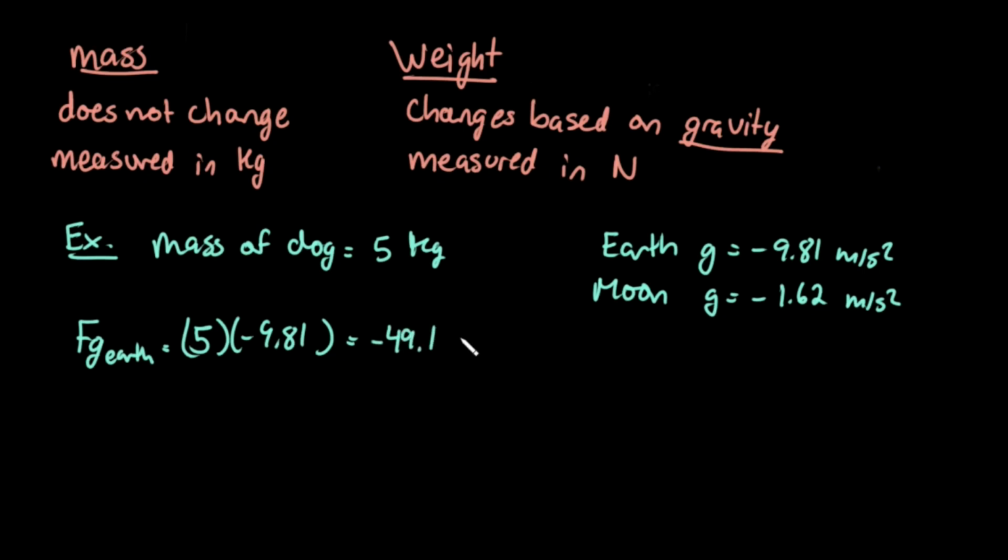newtons on Earth. And let's say that we wanted to calculate the weight on the moon. So gravitational force on the moon, we take our mass times negative 1.62, which is the moon's gravitational acceleration, and we will get negative 8.1 newtons. That's a pretty big difference. This demonstrates that the mass stays the same regardless of the location. It is just the weight that changes.